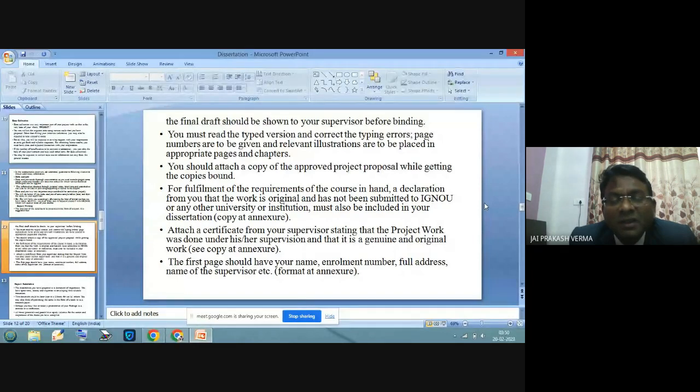There should not be plagiarism in your dissertation. Attach a certificate from your supervisor stating that the project work was done under his or her supervision and that it is genuine and original work. All these things are in the annexure. So before submitting the final report, you must know about the annexure. All formalities should be fulfilled. The first page should have your name, enrollment number, full address, and name of the supervisor. It is already mentioned in the format of the annexure. So I will suggest you all that you must go through the project booklet and read it very properly.